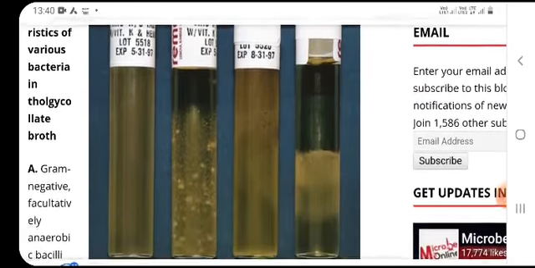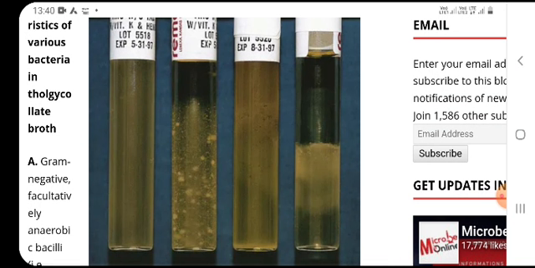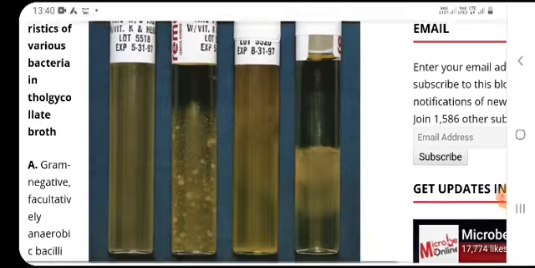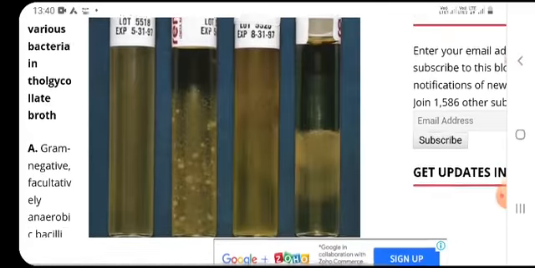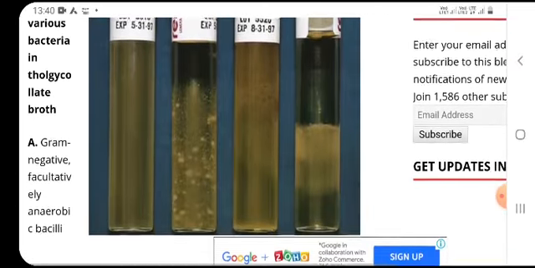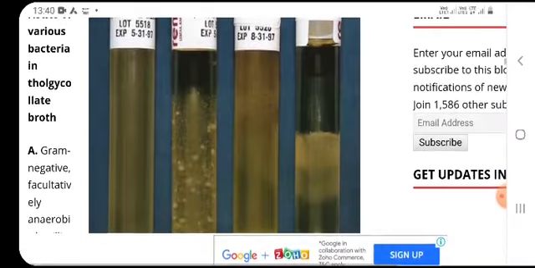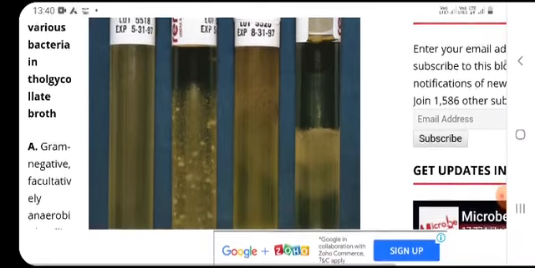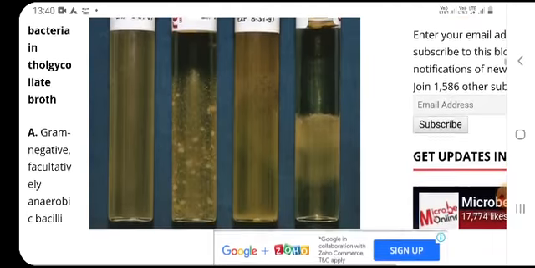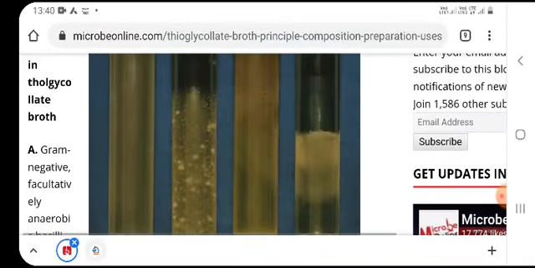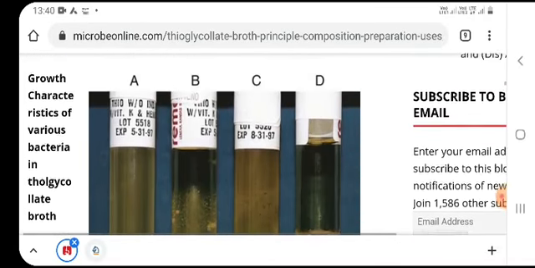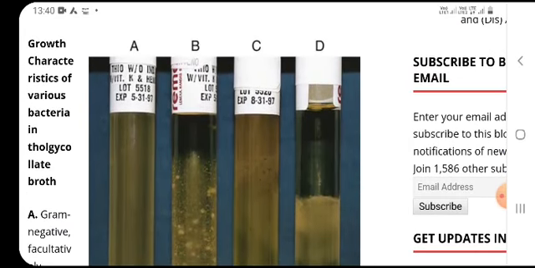Then strictly aerobic bacteria. So you will find that strictly aerobic bacteria will only grow on the uppermost part of the tube wherever oxygen is present. So at bottom there will be absence of growth. And the fourth tube, that is D tube, is inoculated with strictly anaerobic bacteria. We can see that the bacteria are growing at the bottom only, and there is no growth at the top. So this is how this medium helps us to understand the oxygen requirements of a particular organism.